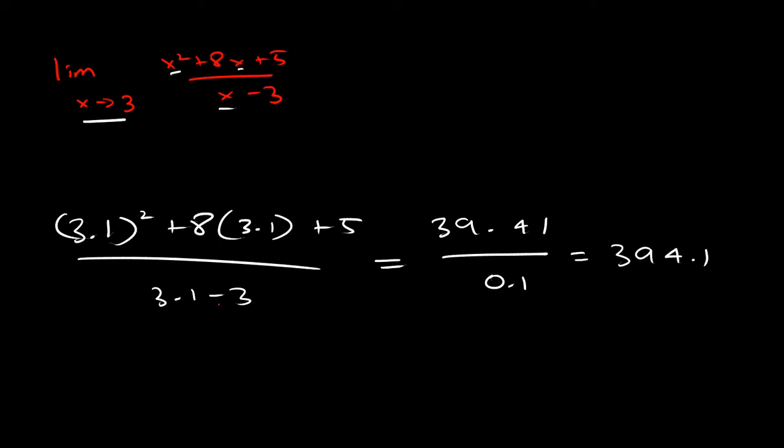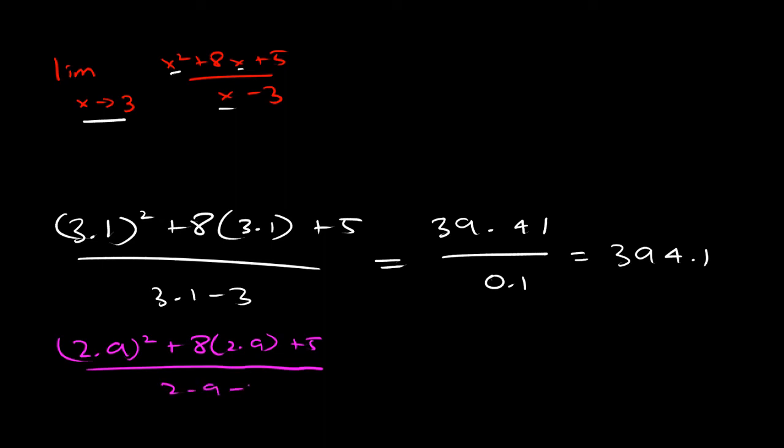I'll do it in pink here. 2.9 squared plus 8 times 2.9 plus 5 over 2.9 minus 3. The numerator is definitely a positive number, so we'll say positive number, but the denominator is negative 0.1, a negative number. So this is going to be a negative number.